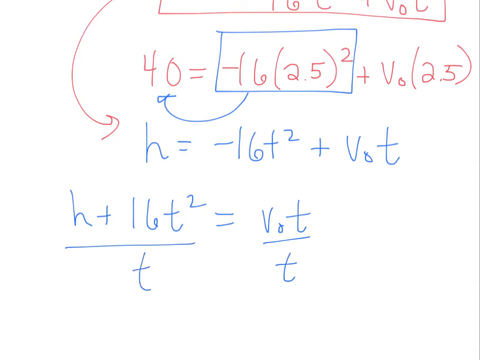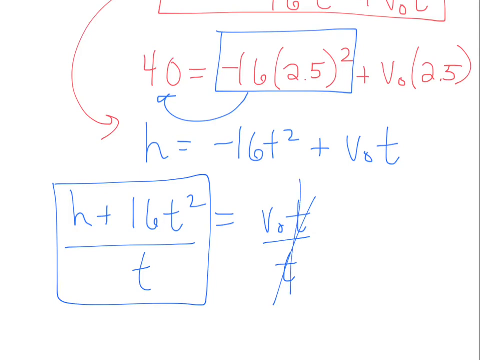And lo and behold, you get V0 by itself. This is the expression that represents V0. The t's cancel when you divide over here on the right side, and you've solved what's called generically.